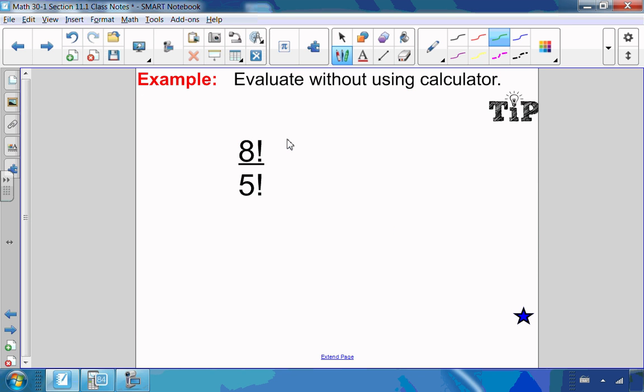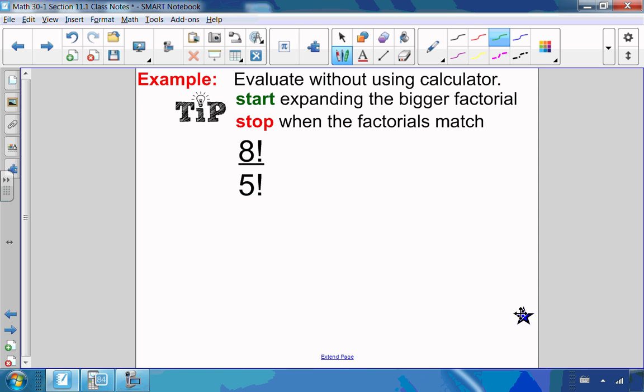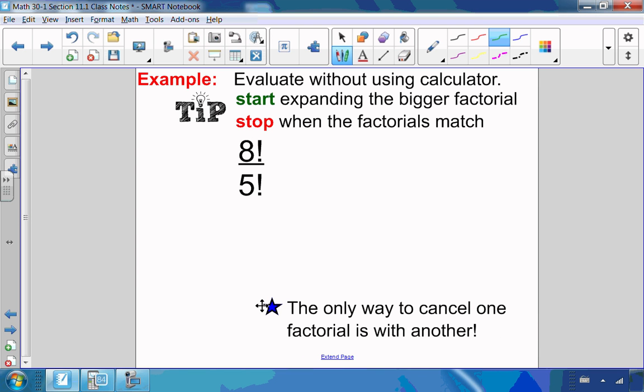So let's use some factorials to evaluate an expression. We're going to do this without using our calculator. So I want to do 8 factorial divided by 5 factorial. My tip for you is to start expanding the bigger factorial until you reach the smaller, and you stop when the factorials match. The reason that I do this is because the only way to cancel out a factorial is with another factorial.